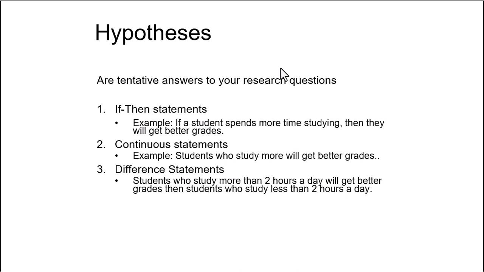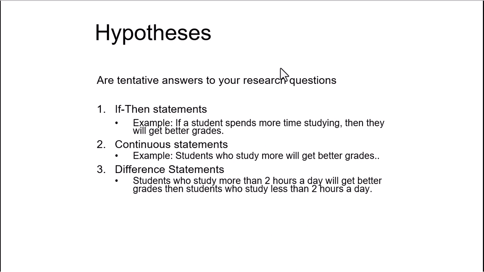An example of an if-then statement is, if a student spends more time studying, then they will get better grades. An example of a continuous statement: students who study more will get better grades. Different statements: students who study more than 2 hours a day will get better grades than students who study less than 2 hours a day. So with if-then statements, we're saying if X happens, then Y. With continuous statements, we're simply saying that as something changes, something else will change. Students who study more will get better grades.